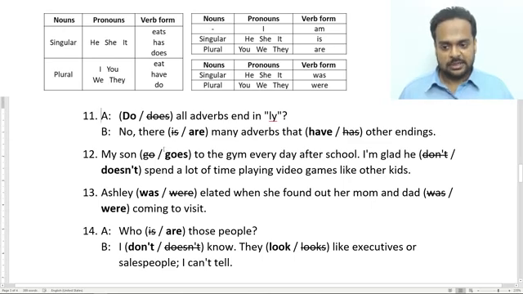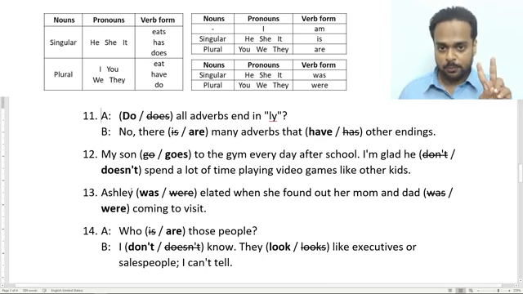Number 12, my son, singular. My son goes to the gym every day after school. I'm glad he doesn't spend a lot of time playing video games like other kids. 13, Ashley, singular again. Ashley was elated. Elated means she was very happy. Ashley was elated when she found out her mom and dad were coming to visit.